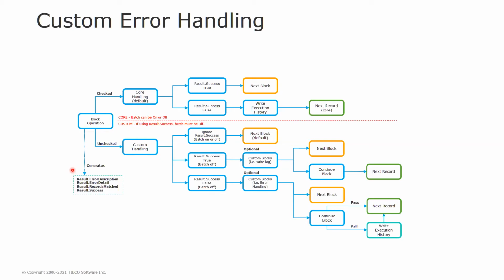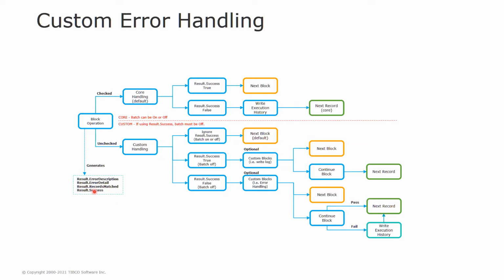And the most important thing here is, was the operation successful? Now, if I did a lookup operation, I could have records matched equals 0, but the result success would still be true because the operation executed correctly. It's not that the operation didn't bring back any records. So when you're doing lookups, you can also use the records matched to determine how many records were returned from that lookup and then branch accordingly. But what we're focusing on here primarily is the success.